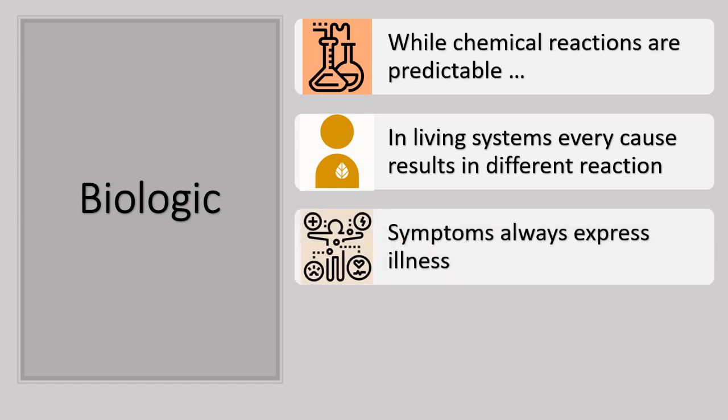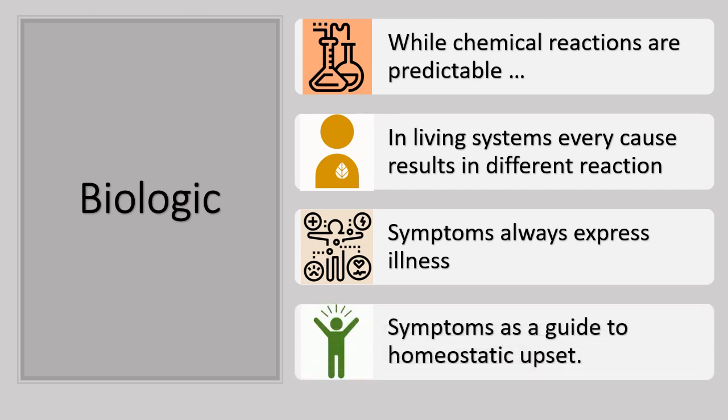Another thing that we understand in a biologic model is the symptoms always express an illness. Any departure from a normal state of health which a person feels comfortable with changes when there is a symptom, and that is what makes a person feel ill and what takes him to a doctor or a healer.